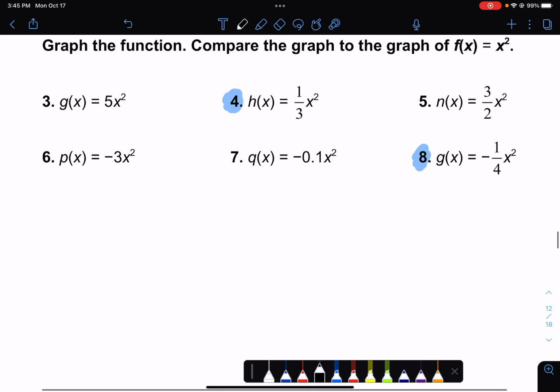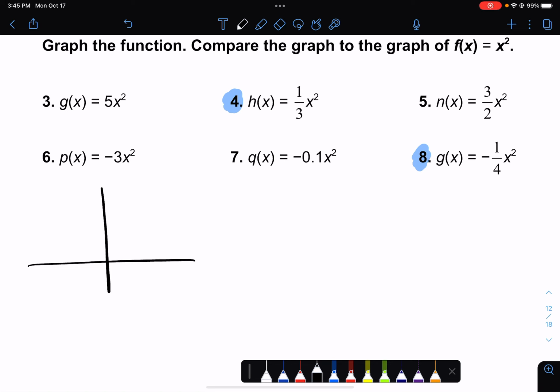Okay, so for number 4, I start at 0, 0, and I'm going to go over 1, and I'm going to go up A. Well, A is 1/3, so I'm going to go over 1, but instead of going up 1, I'm only going to go up 1/3, which is right there. Then I'm going to go over 2, and I'm going to go up 4 times A, which is 4/3. So 4/3 is right there. And then I'm going to draw this curve.